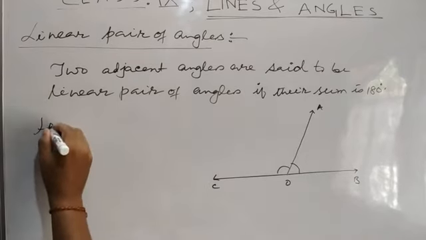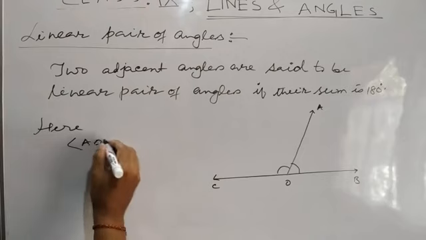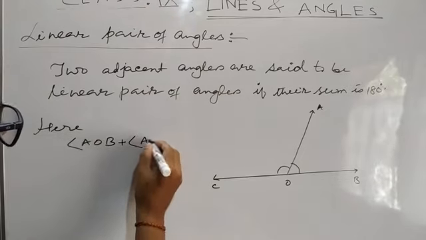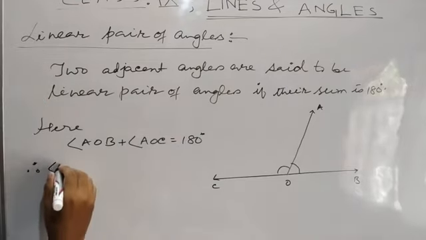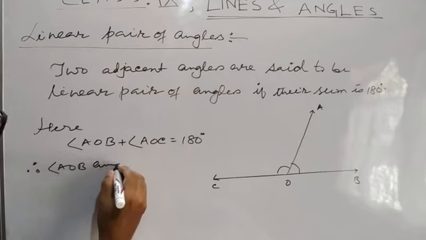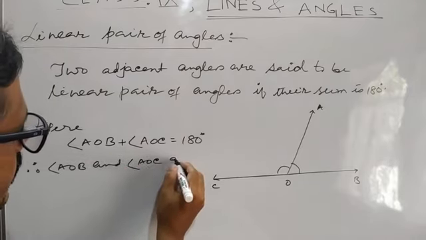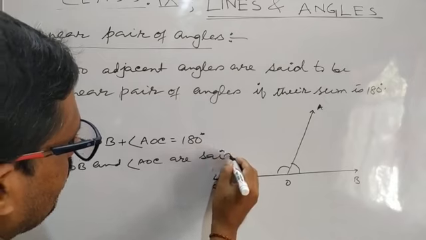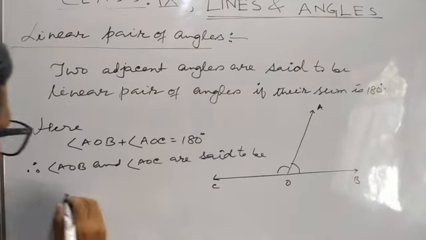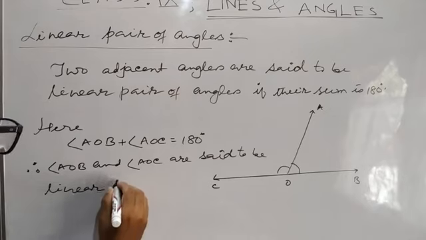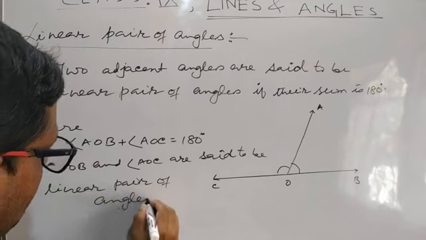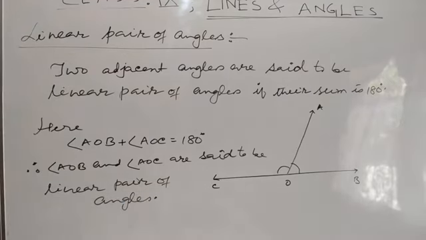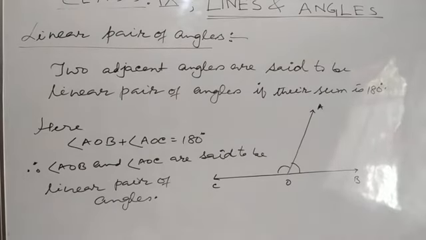So here angle AOB plus angle AOC equal to 180 degrees. Therefore, angle AOB and angle AOC are said to be a linear pair of angles.